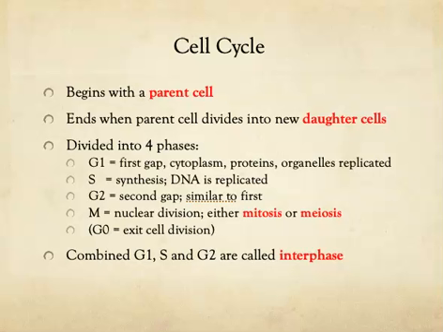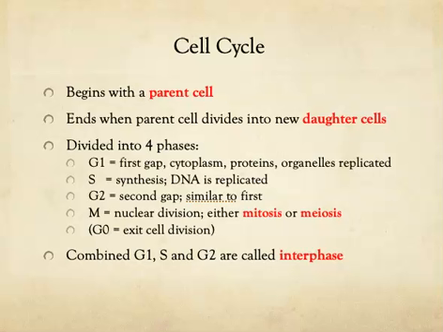After the S phase, we move into G2 or gap 2. This is very similar to gap 1 in that it is a continuation of the processes that replicate all of the materials in the cell, with the exception of the DNA. After G2, we move into the M phase.